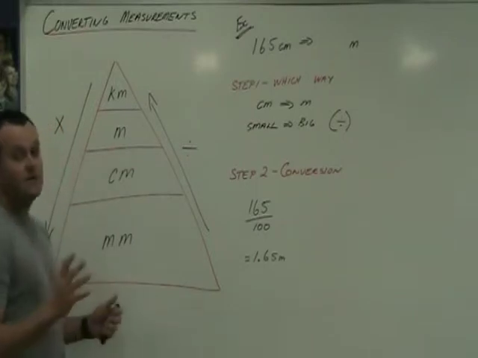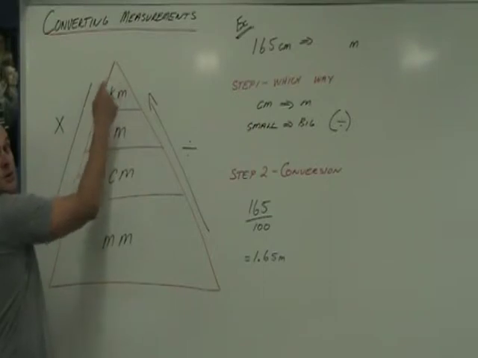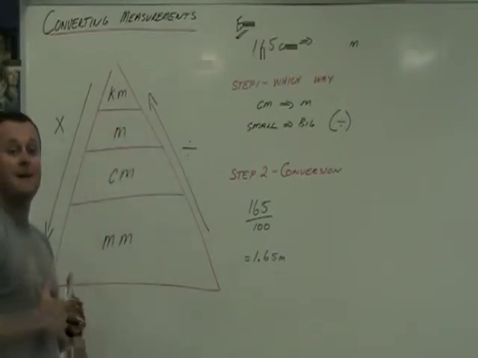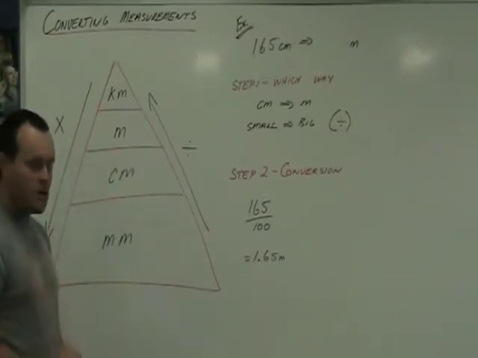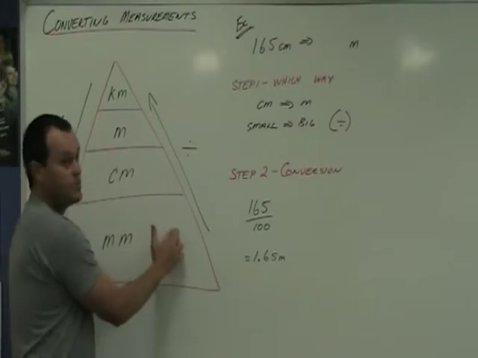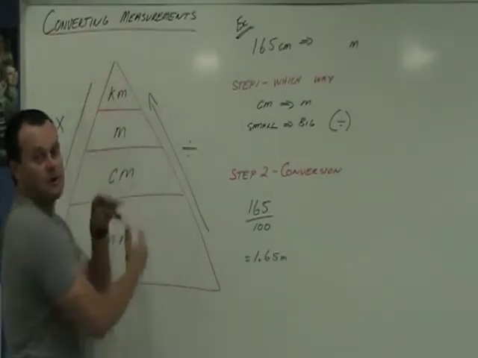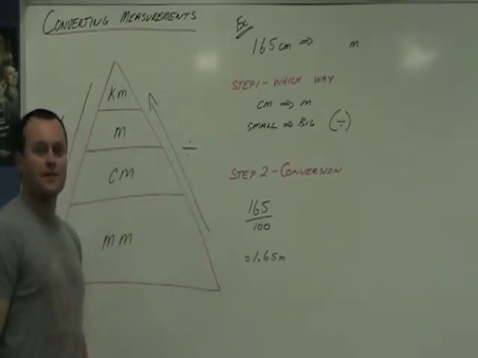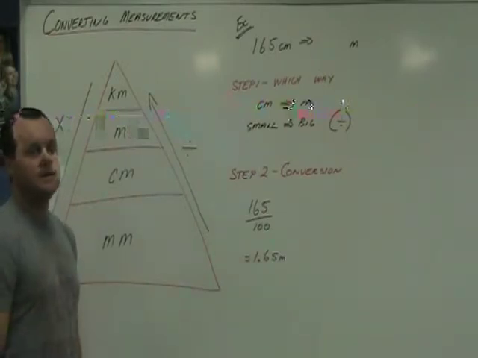The easy way to look at it is the two simple rules. When going from a big unit to a small unit, remember there are more of them, so we need to make the number bigger, so we're going to multiply. The next golden rule: when we're going from a small unit to a big unit, we're making the number a little bit smaller, up to the pointy end of the pyramid, so therefore we are dividing. If you can remember those two rules, you can do these really easily.